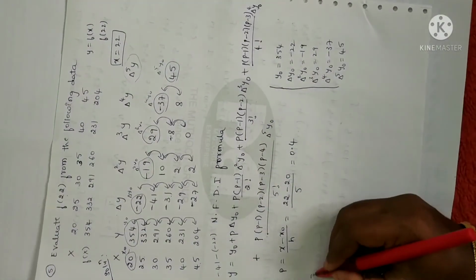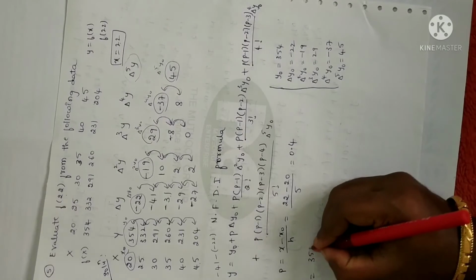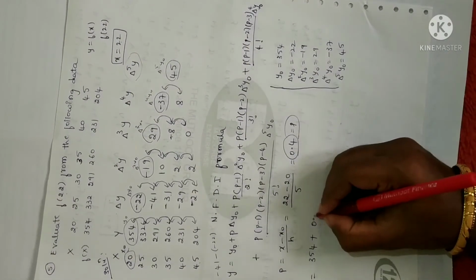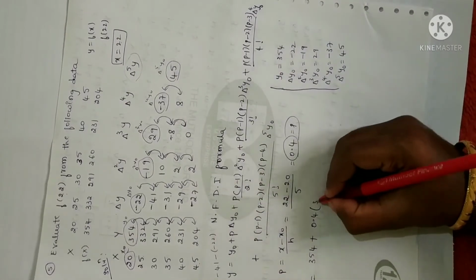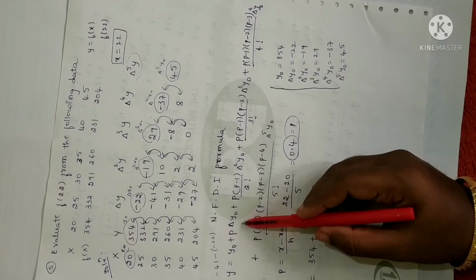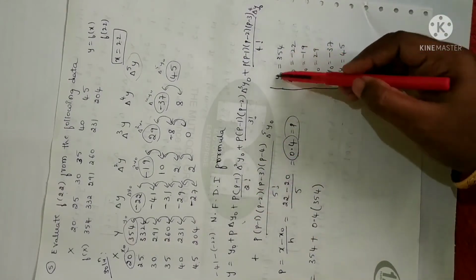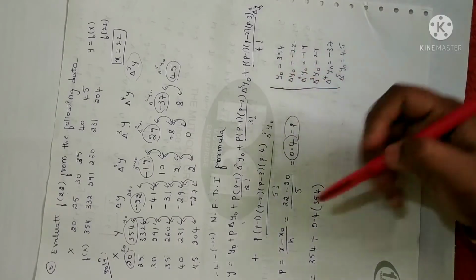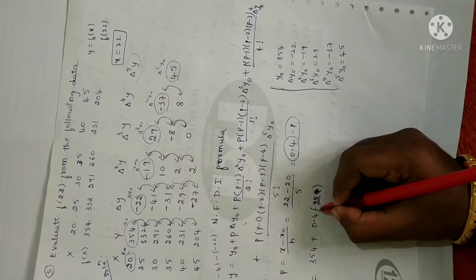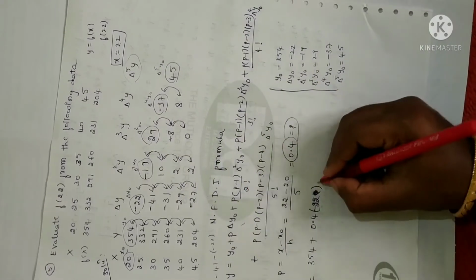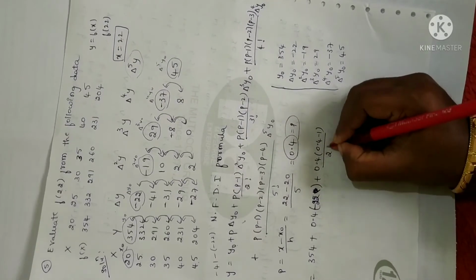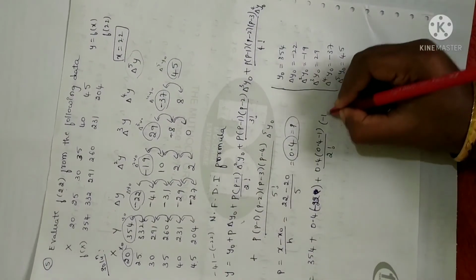So let me substitute. Y is equal to y naught, which is 354, plus p, which is 0.4, into delta y naught. Fine. Wait, I'm sorry. Y naught is 354. Delta y naught is minus 22. Next plus p is 0.4 into 0.4 minus 1 divided by 2 factorial into delta square, which is minus 19.